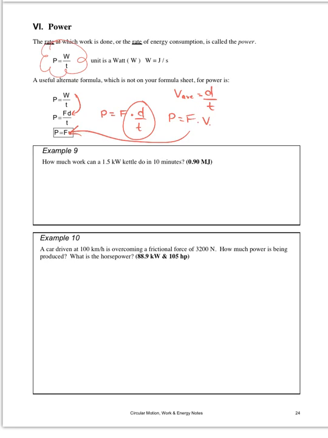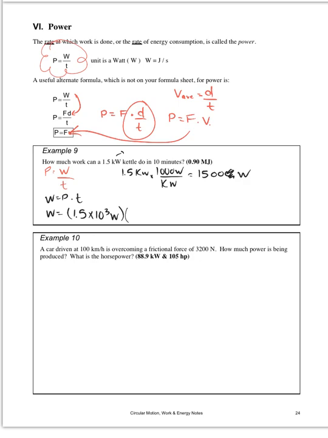Okay, how much work can a 1.5 kilowatt kettle do in 10 minutes? So power is equal to work over time. The unit for power is watts. All right, to solve for work, work is equal to power times time. So work is equal in this case to our 1.5 times 10 to the 3 watts. Again, to get rid of 1.5 kilowatts, a kilowatt is equal to 1,000 watts. So we get 1,500 watts. All right, so that's where I got the 1.5 times 10 to the 3.